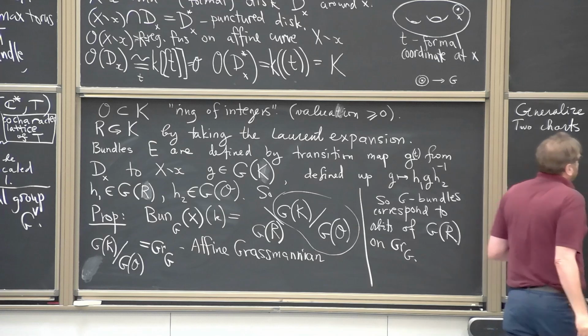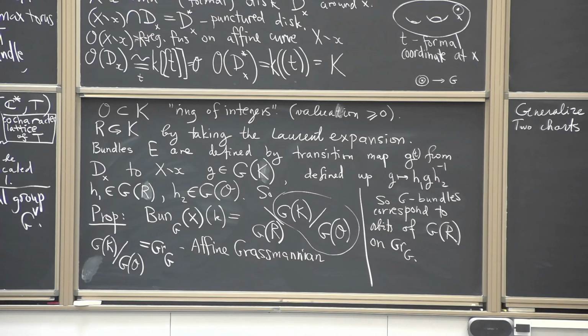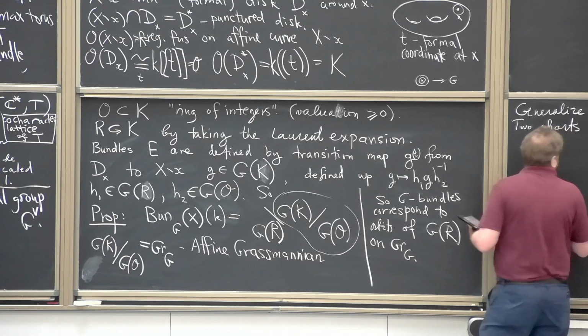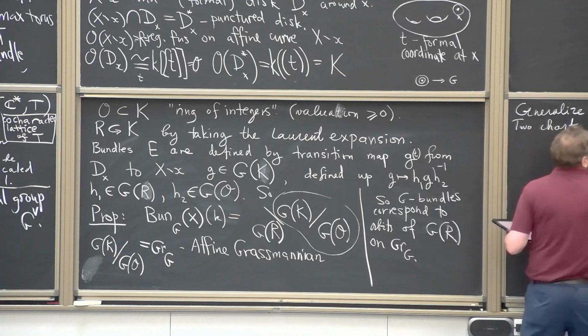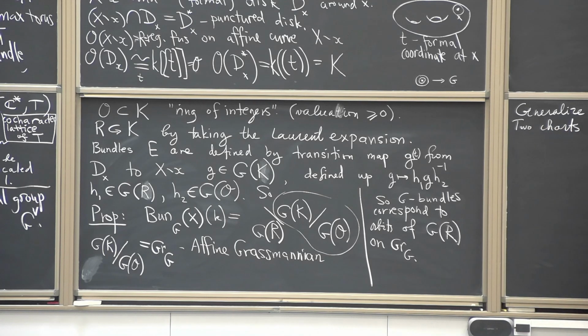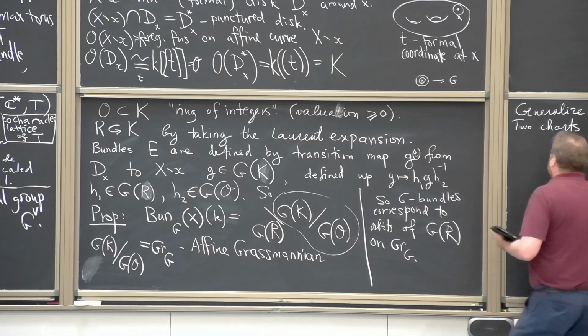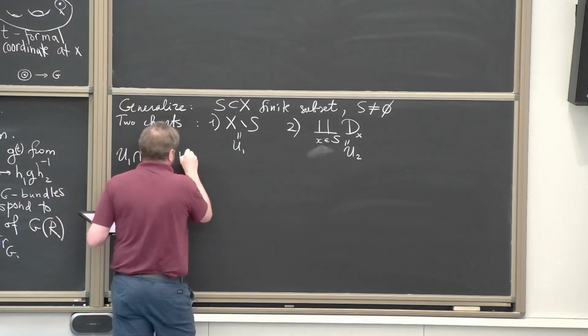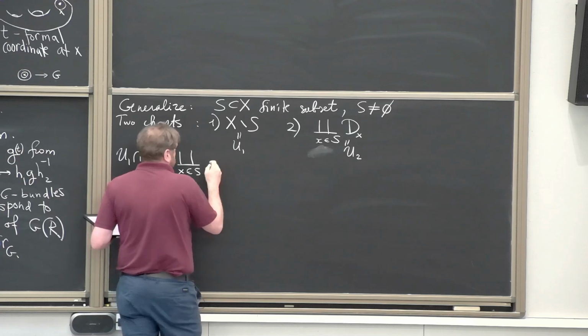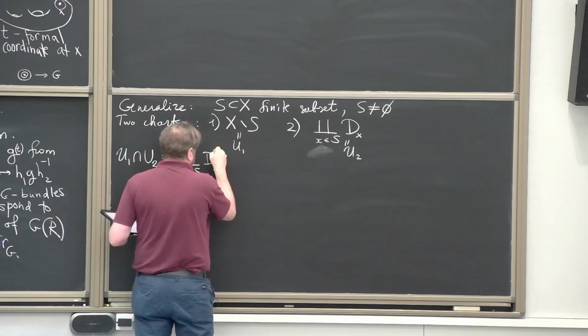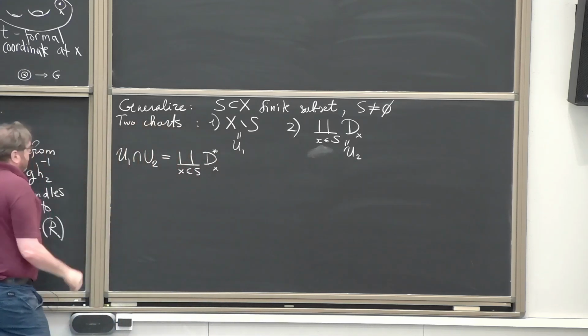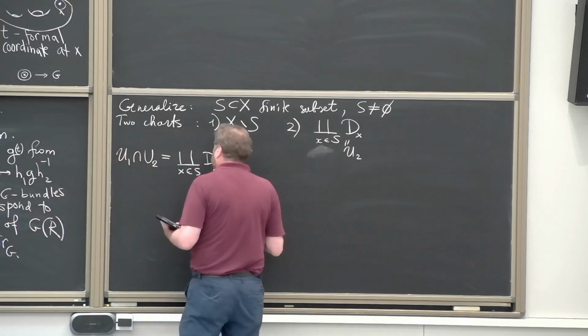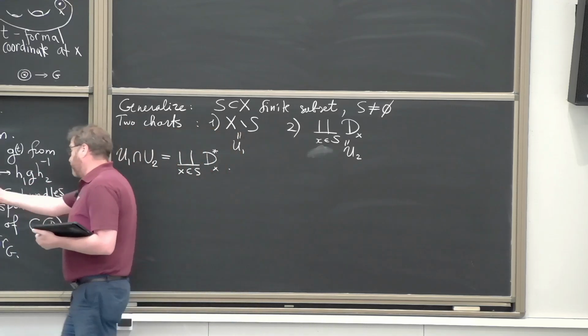For each of these points, I'm going to choose coordinates. Anyway, there are these two charts. This is like U1, and this is U2. And then the intersection of these charts, U1 intersect U2, will be the disjoint union of the punctured disks. And then you will get the following presentation.